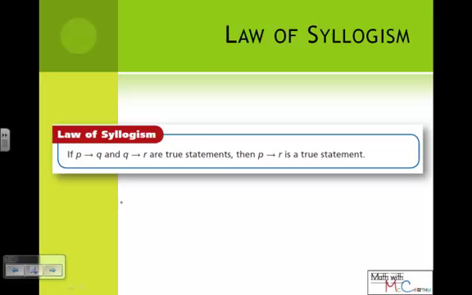So if the team wins tonight would be P, then they will go to the championship, which is Q. If they go to the championship, then the game will be played on Friday. That will be Q to R. So our conclusion that can be drawn is if the team wins tonight, then they will play in the game on Friday. That would be an example of the law of syllogism.